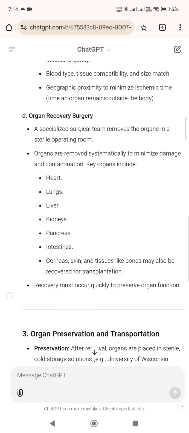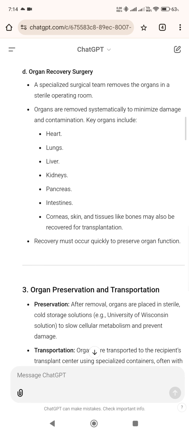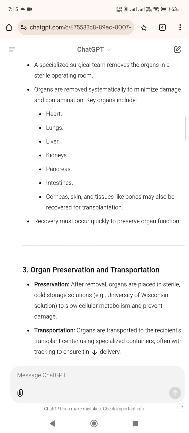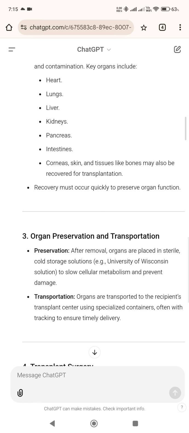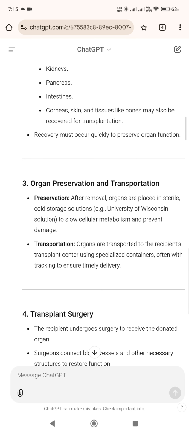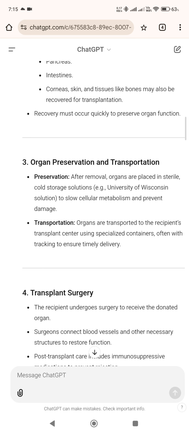D. Organ recovery surgery. A specialized surgical team removes the organs in a sterile operating room. Organs are removed systematically to minimize damage and contamination. Key organs include heart, lungs, liver, kidneys, pancreas, intestines. Corneas, skin, and tissues like bones may also be recovered for transplantation. Recovery must occur quickly to preserve organ function.